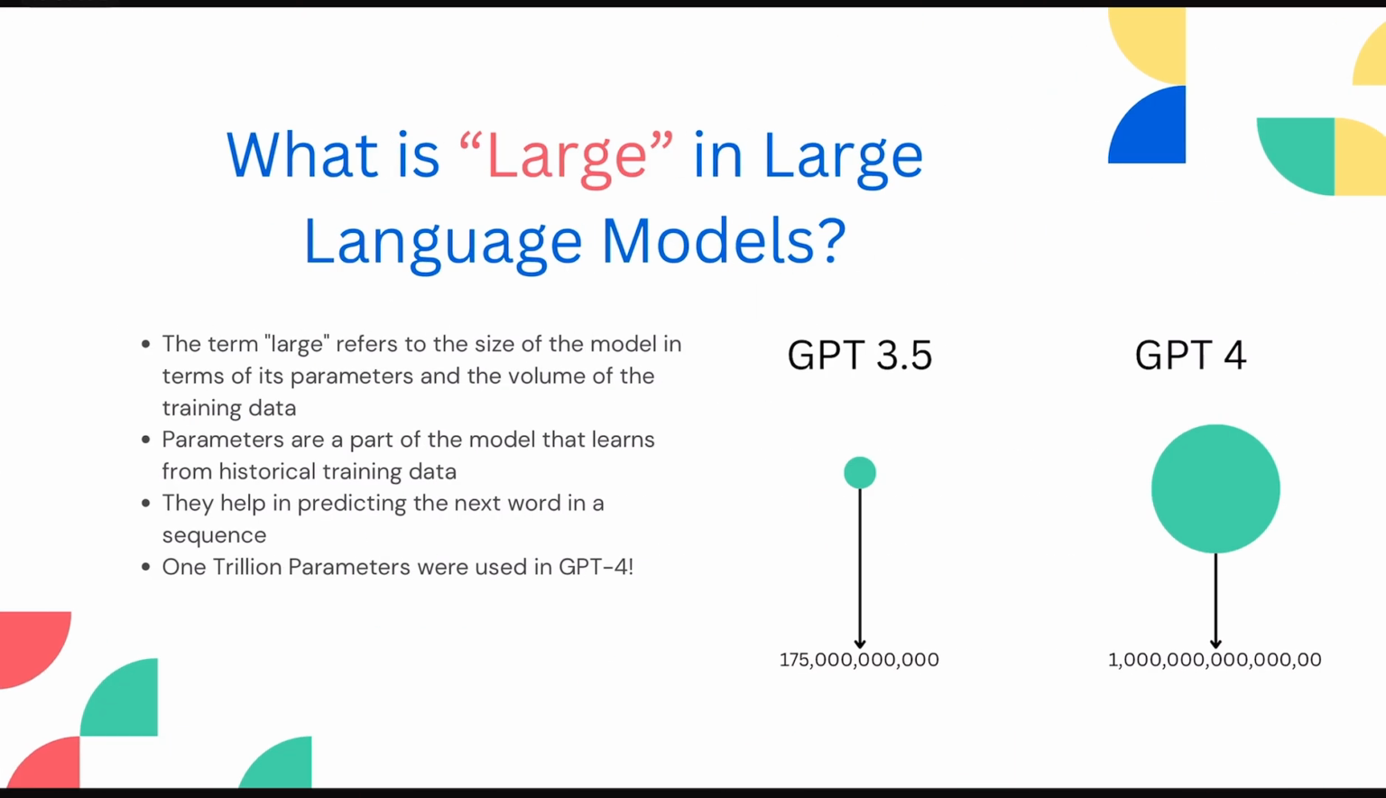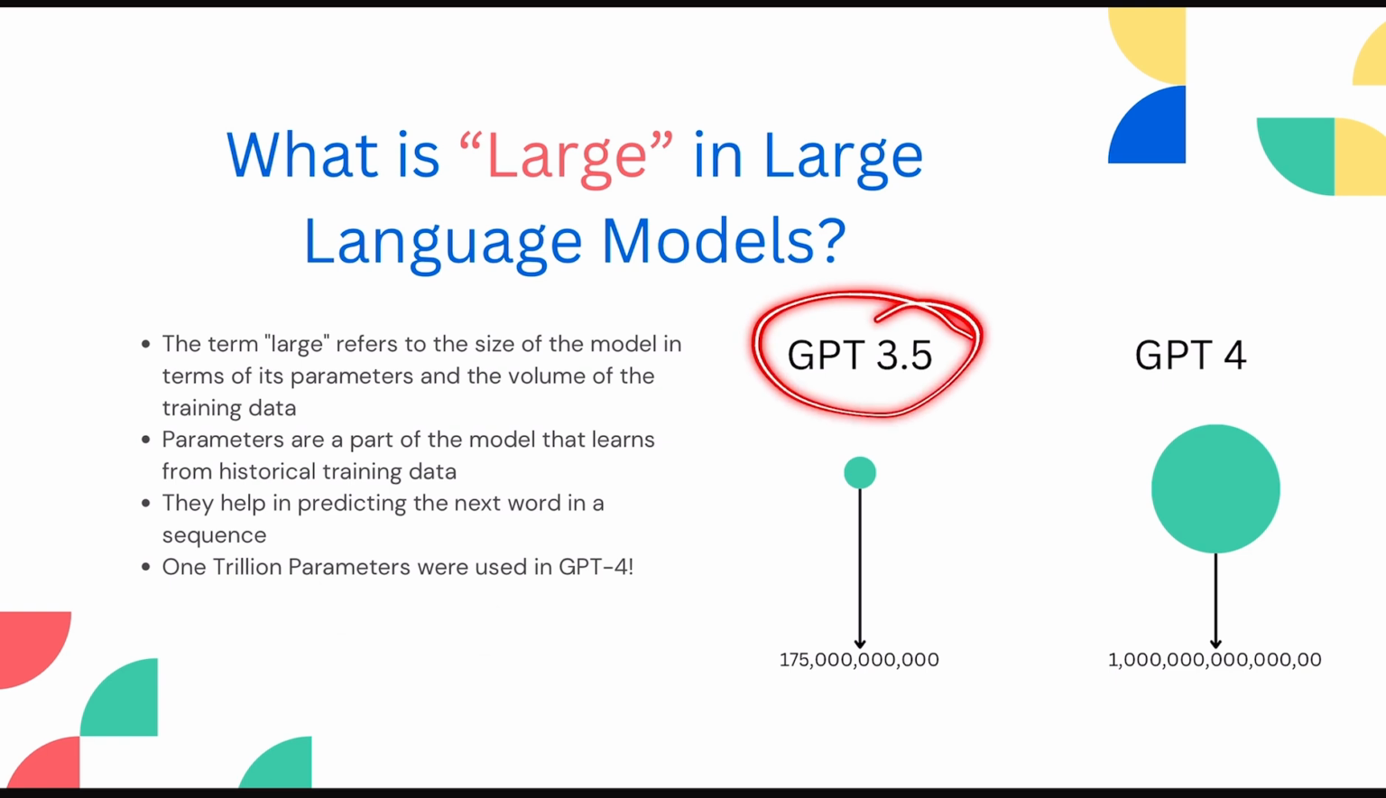So what is large in large language models? Large refers to the size of the model in terms of its parameters and the volume of training data. Parameters are the part of the model that learns from historical training data. They also help in predicting the next word in a sequence. 1 trillion parameters were used in GPT-4. Can you imagine 1 trillion? 1 trillion words or tokens, whatever you say, those are actually called parameters.